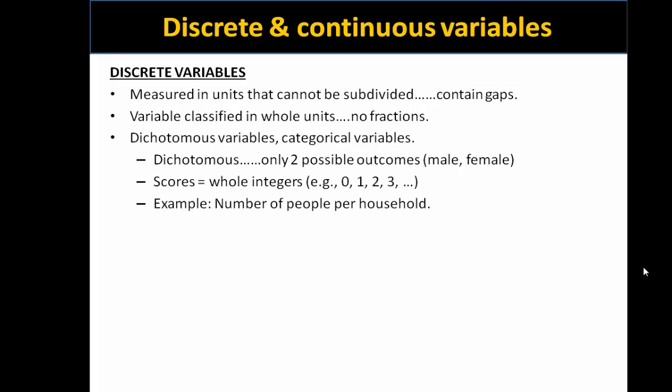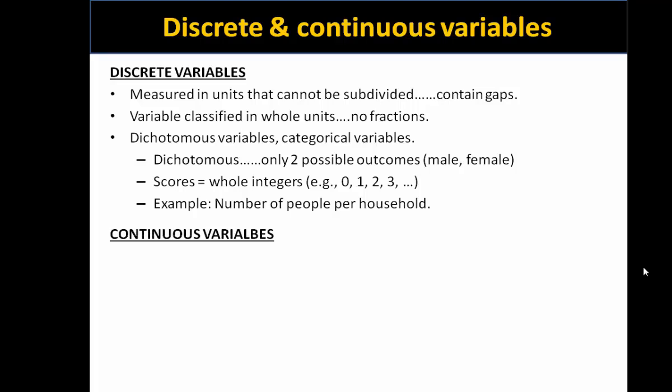A dichotomous variable is one in which there are only two possible outcomes: male, female, or a question that would only allow a yes or no answer. And we'll take a look at some examples of that in the next video lecture. Scores obtained that are discrete take on whole integers. As mentioned, there are no fractions. Another example of a discrete variable would be the number of people per household, which is measured in whole units.